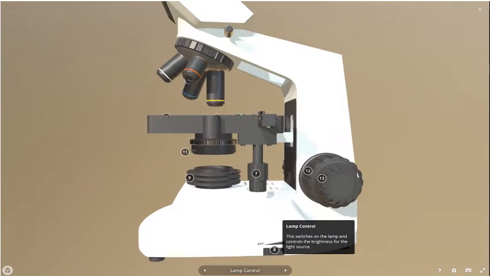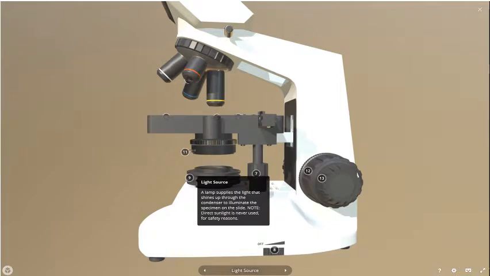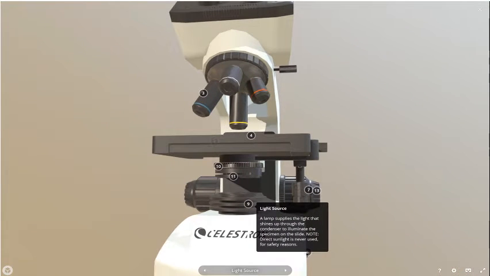The lamp control is on the side, and this switches the lamp on, and you can also adjust the brightness of the light source going through the specimen. The next part of the microscope is the light source, and this is usually in the form of a lamp, and it supplies light that shines through and illuminates the specimen from below. However, remember that direct sunlight is never used because this will blind you.